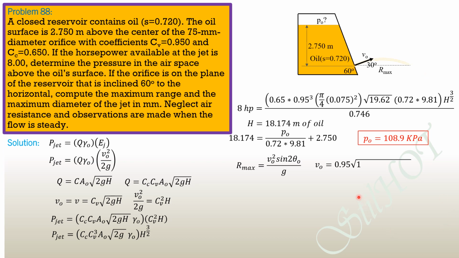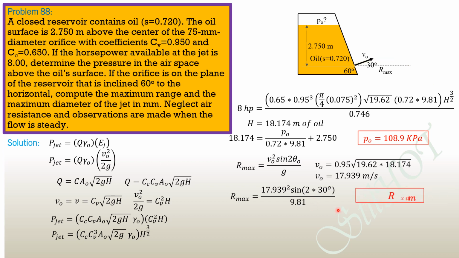So VO is C sub V square root of 2GH, 0.95 square root of 19.62 times the head 18.174. So V sub O is equal to 17.939 meters per second. We then substitute into this equation here. So R max equals 17.939 squared, sine of quantity 2 times 30 degrees, over 9.81. So R max is equal to 28.41 meters.